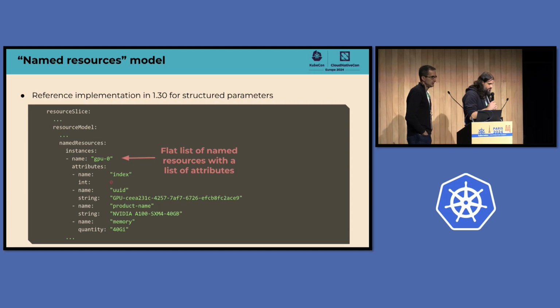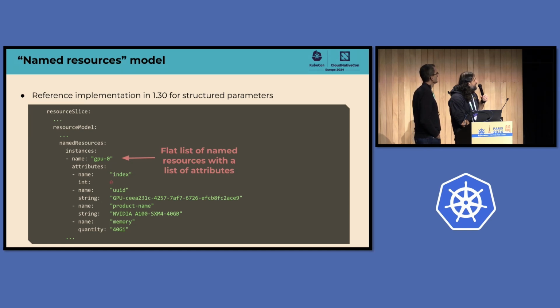The very first resource model that we've started working with, which I'm calling here the reference implementation for 130 for structured parameters, looks kind of like this. So this is an object called a resource slice. This is what the kubelet will eventually post back to the API server for the scheduler to be able to look at and figure out what resources are available for allocation.